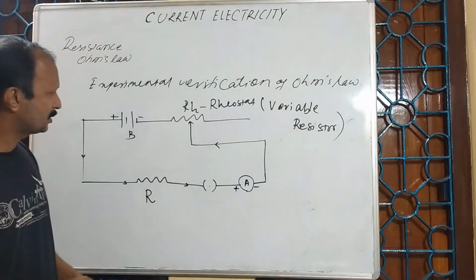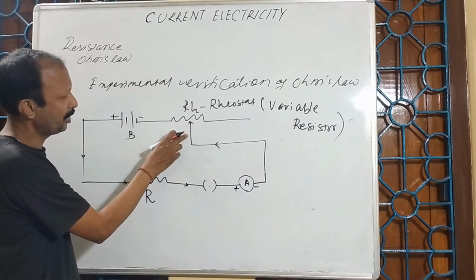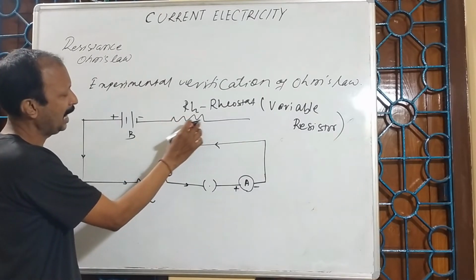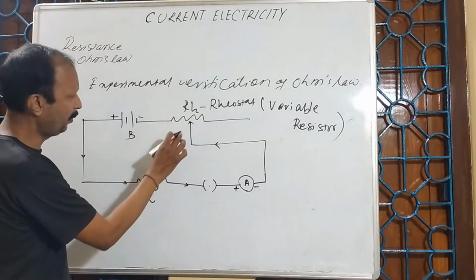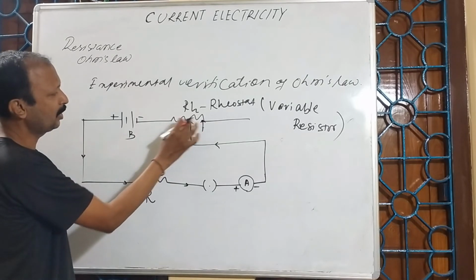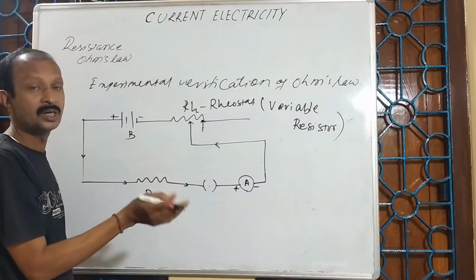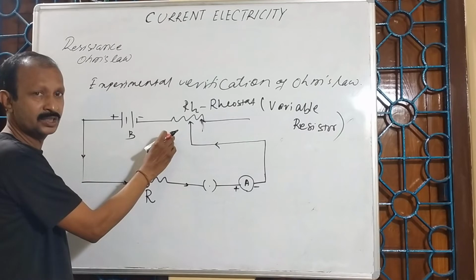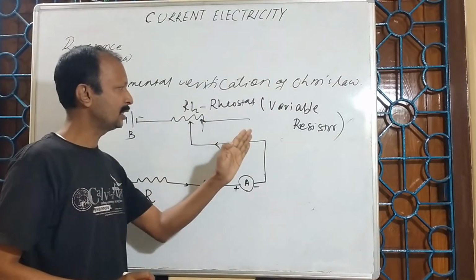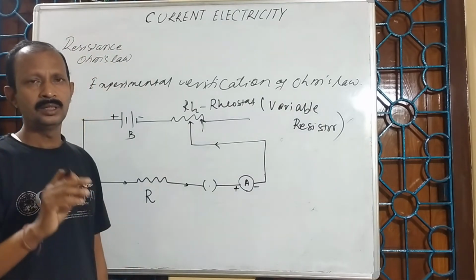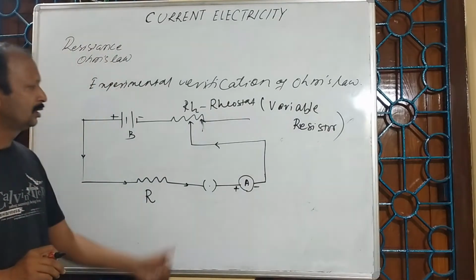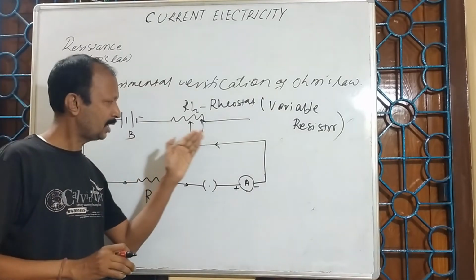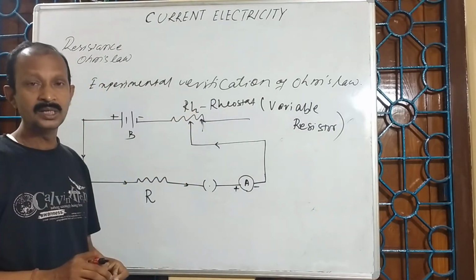A variable resistor means there is a jockey, or you can say a slider. By moving it from here to here, I can change the resistance. Suppose I put the jockey here: the length of the resistor will increase, resistance will increase, current will decrease. If I move it to the left side, the length of the resistor will decrease, current will increase. So the rheostat is a variable resistor. By adjusting the slider, I can allow different amounts of current within the capacity of this rheostat.